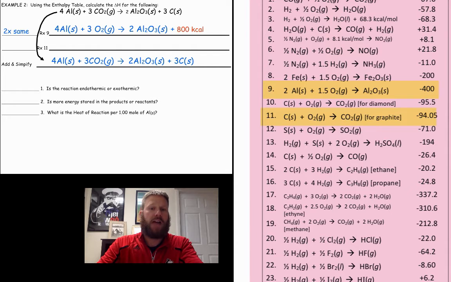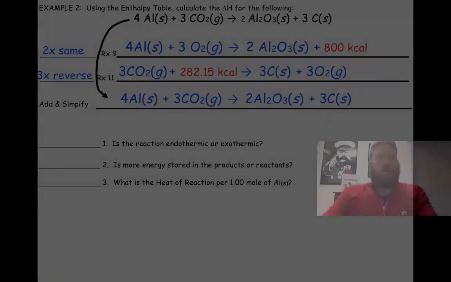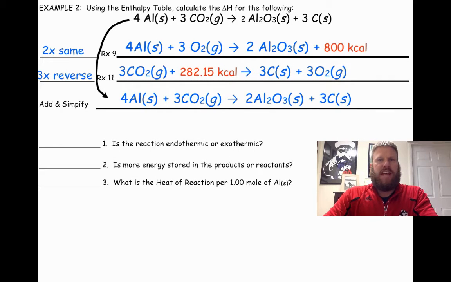When we compare reaction 11 to the overall reaction, we need carbon dioxide to be a reactant and carbon to be a product. Therefore, we have to reverse reaction 11. Also notice that we need 3 carbon dioxides and 3 carbons in the overall reaction. So, we also know we need to multiply reaction 11 by 3. We are ready to add these reactions together.